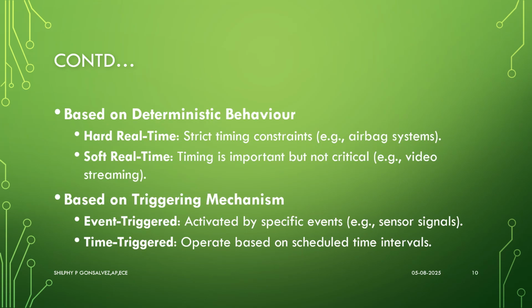Based on the deterministic behavior, embedded systems can be either hard real-time, which has strict time constraints like airbag systems in a car, or soft real-time. Here timing is important but not critical, for example video streaming. And based on the triggering mechanism, there are two types of embedded systems, event triggered and time triggered. Event triggered systems are activated by specific events like sensor signals. Time triggered systems operate based on scheduled time intervals.